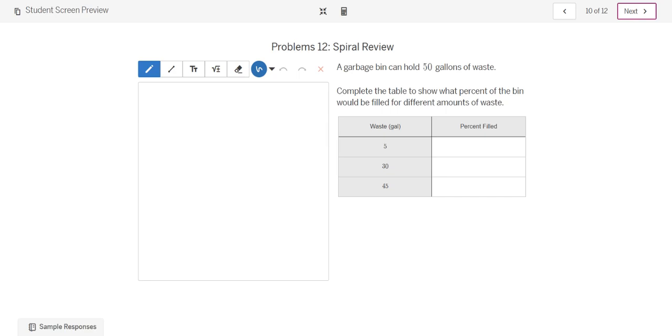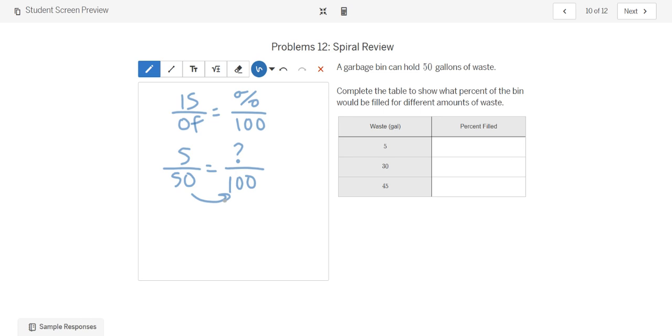And 50 gallons of waste. Okay, so this is that whole is over of equals percent over 100. And so you get 5 out of 50 equals something out of 100. And I look, and there's a nice side to side. I just multiply by 2. Each time I just have to multiply the number by 2. I get 10. 30 times 2 is 60. 45 times 2 is 90.